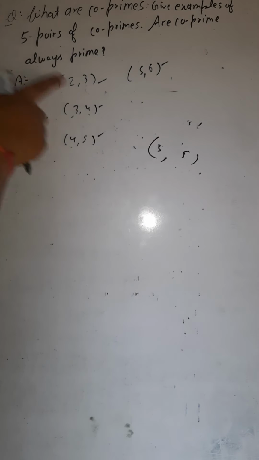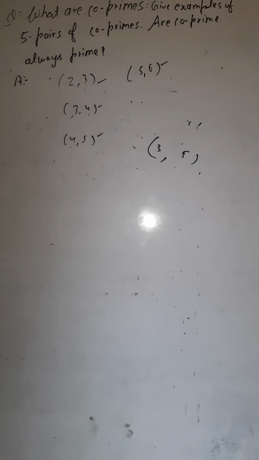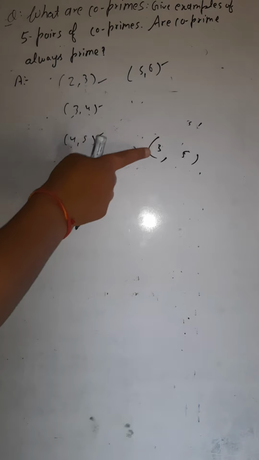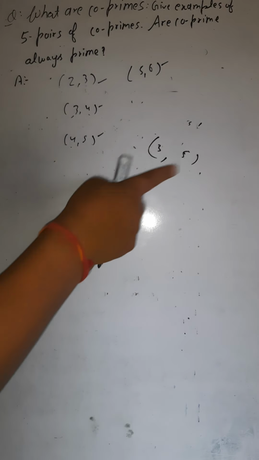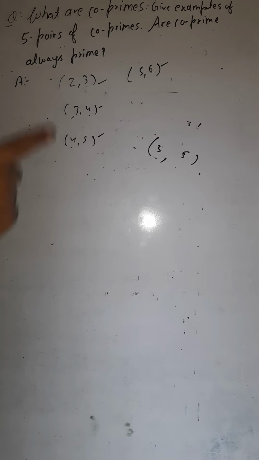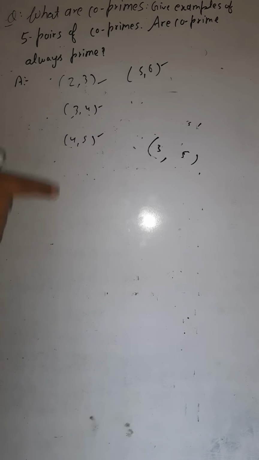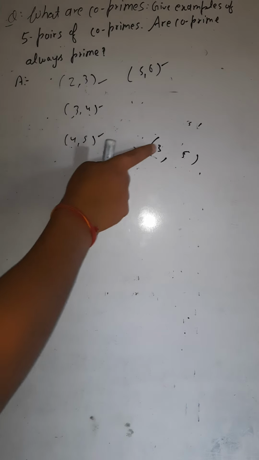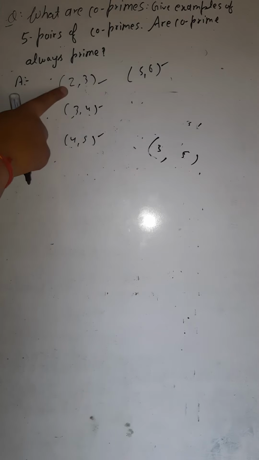But this is not a necessary condition in the case of co-primes. You can call these also co-prime, because for factors of 3 and factors of 5, you would get only one common factor, that is 1. So 3 and 5 are twin primes as well as co-primes. The condition from twin primes is not necessary here. Both the numbers can be prime also.